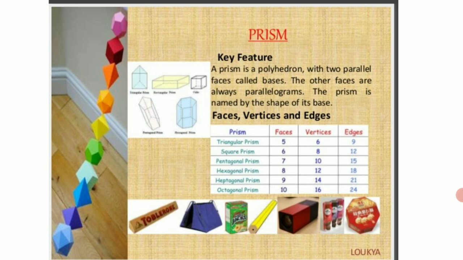Though the prism is not there, children, still we can have a little idea. A prism is a polyhedron, children, which you will learn in a further class, with two parallel faces called the bases, and the other faces are called parallelograms. A parallelogram is a four-sided figure, children. The prism is named by the shape of its base.